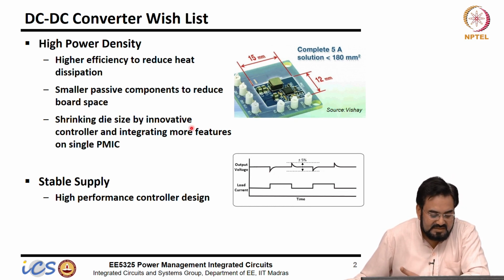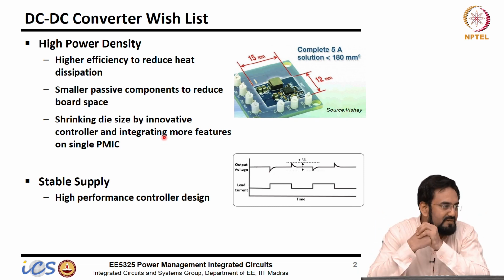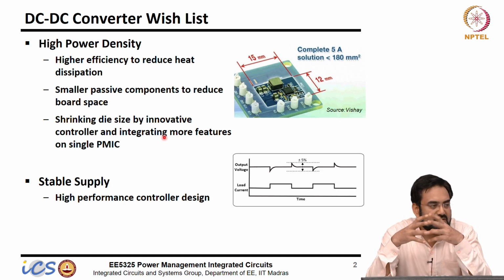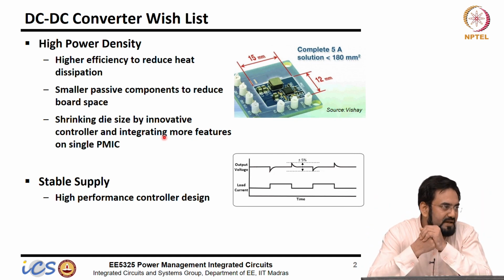So shrinking die size by innovative controllers and integrating more features on a single PMIC means, let us say, I don't want my controller to occupy more area compared to your power FET. I want my power FET to dominate the area, because I am looking for lower RDS on. But if your controller becomes 2 times your power FETs, that is very impractical.